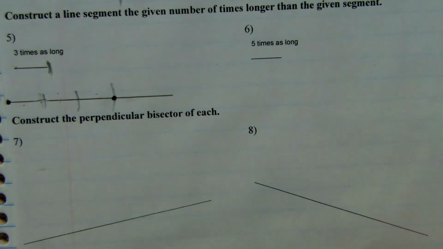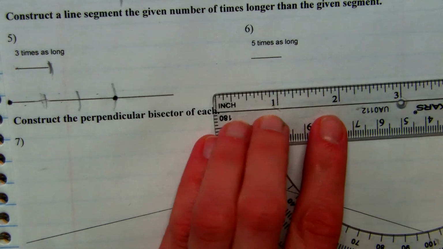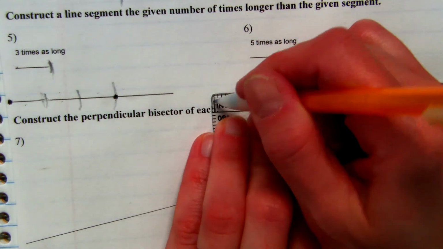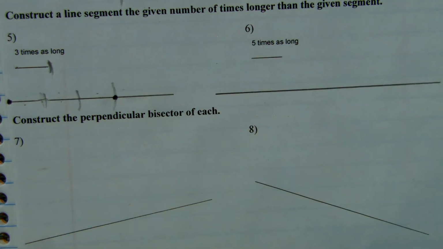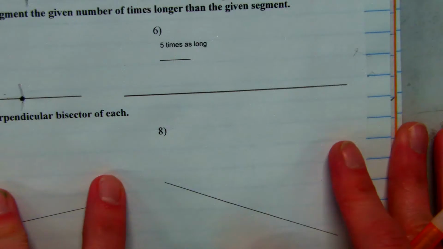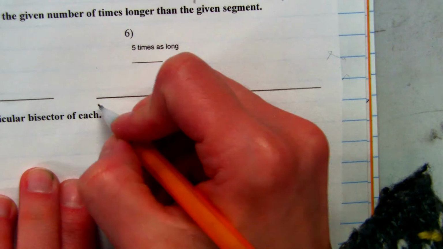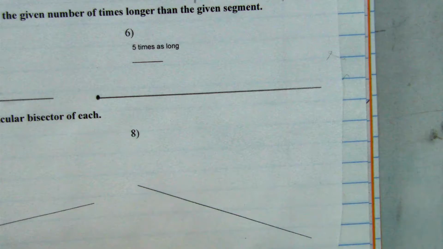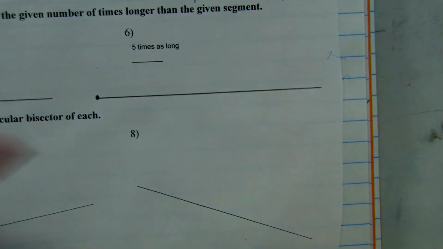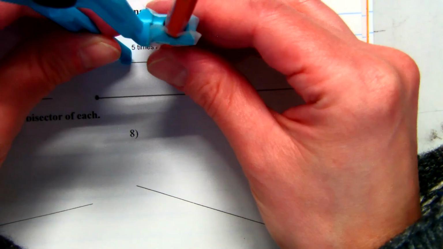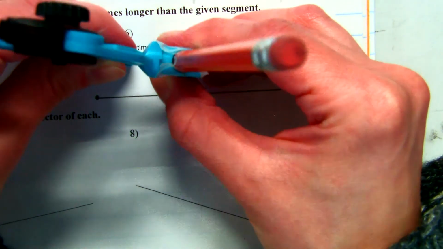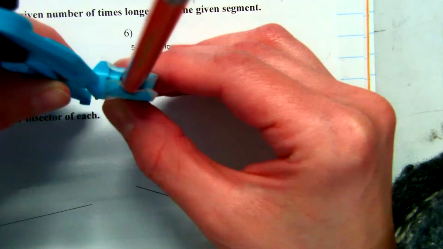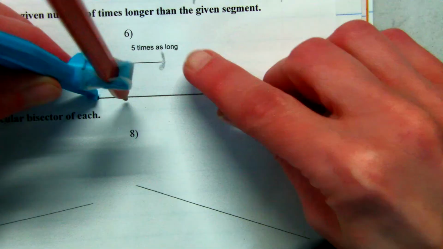And then we're going to do one that is 5 times as long. So I'm just going to make a little line down here that I could extend or do whatever with. And I'm going to make my endpoint to show where my segment's going to start and come. And this looks very similar to the segment we just had. So we're going to use our compass to kind of measure that length. And then we're going to copy it. So how many do we want? We want 5 of these.